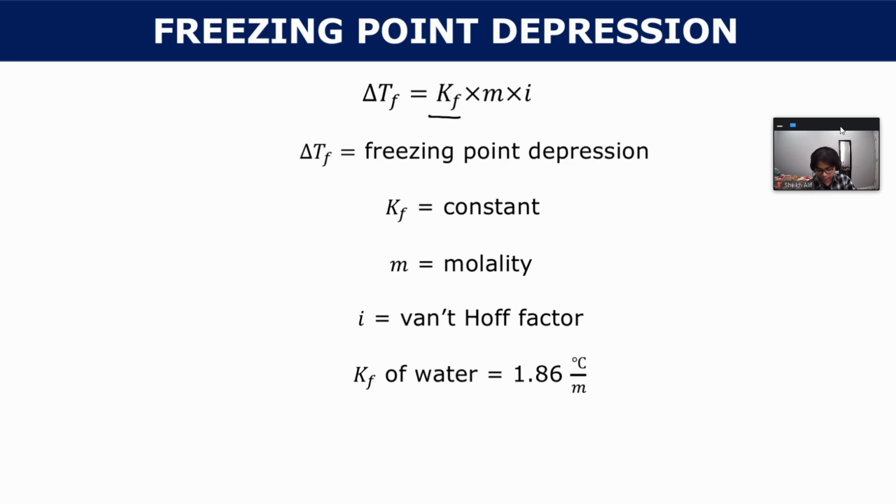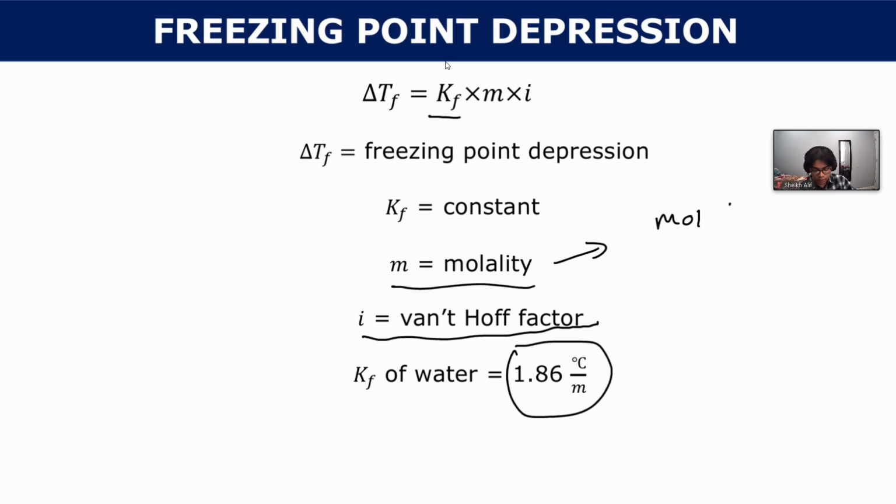So Kf here is a constant, and it changes for whatever solvent that you're using. In water, it's 1.86, but for other solvents, it's different. I would remember the Kf of water, but they usually give it anyway, but it's still pretty important to know because water is the solvent that you're using for a lot of freezing point depression and boiling point elevation problems. We're going to get to the Van't Hoff factor a bit later on, but remember, molality is just moles of solute per kilogram of solvent.